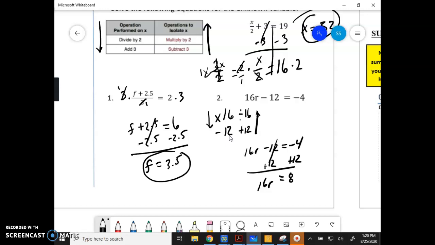And now I want to get r by itself. I need to divide by 16. Divide by 16. 16 over 16 is equal to 1. So I'm left with 1r on the left side, and 8 divided by 16 is 0.5 or 1/2. Either answer is fine. Okay, so I think that'll be it for this video.